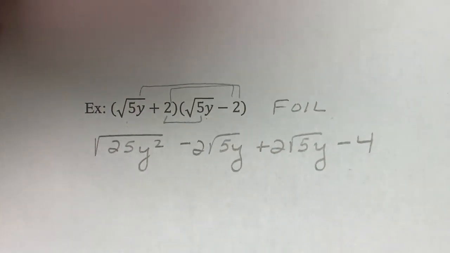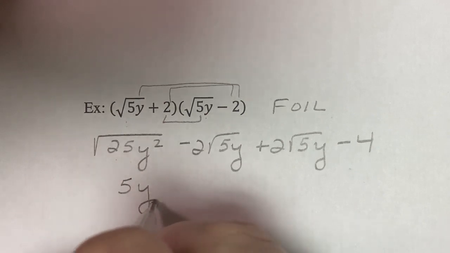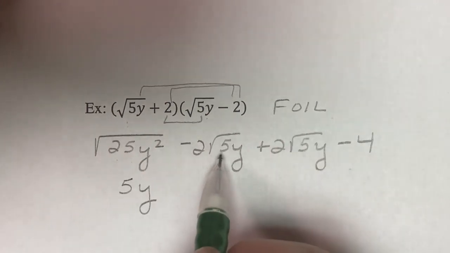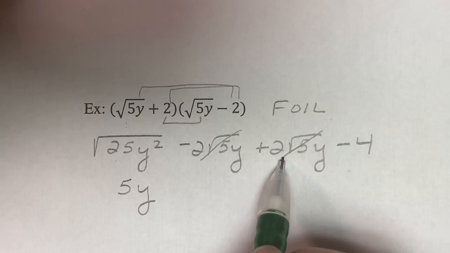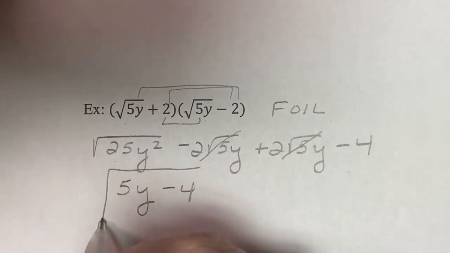All right, let's see what we got going on here. So the square root of 25y squared would be 5y. What's going to happen here? These are going to drop out. They're like terms. And then at the end, we're going to have minus 4.